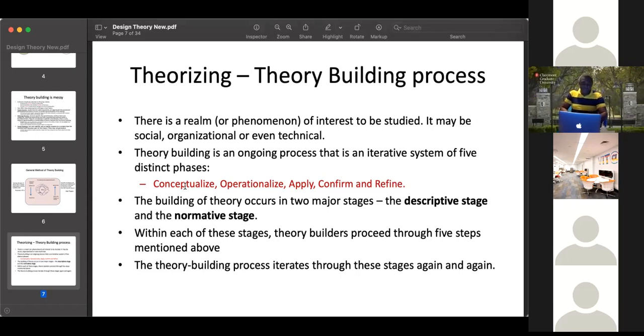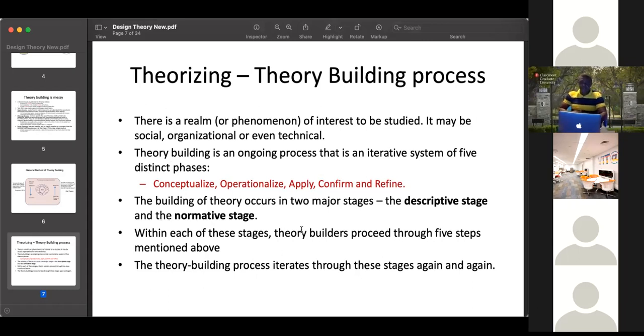Using this system will contribute to my job performance. That is the meaning of the construct. You try to conceptualize it, then operationalize it. You are trying to make it measurable. How are you going to measure it? Then you apply it to the circumstance, to the phenomenon, confirm it, and then keep on refining, because every theory is going through a continuous process of refinement.